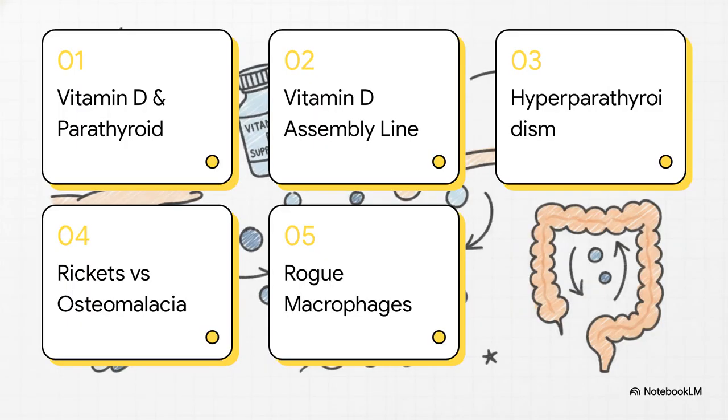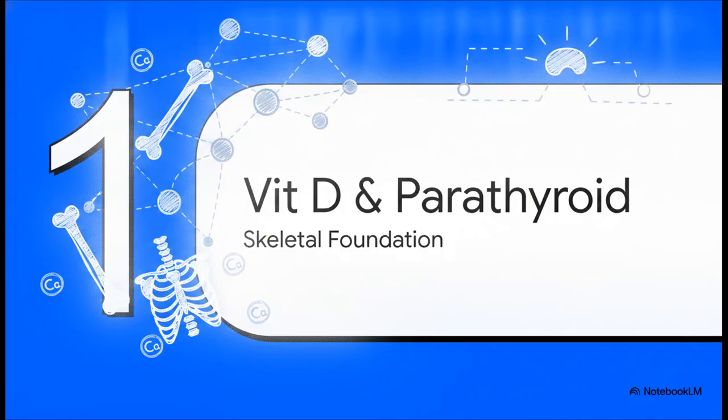Here is our roadmap for today. 1. Vitamin D and the parathyroid. 2. The vitamin D assembly line. 3. Secondary hyperparathyroidism explained. 4. Rickets versus osteomalacia. And finally, 5. When macrophages go rogue. Section 1. Vitamin D and the parathyroid, the skeletal foundation.